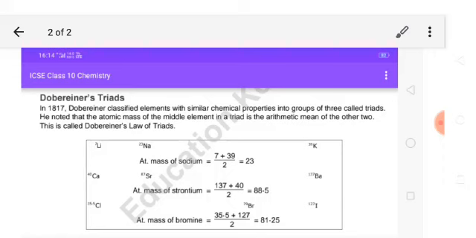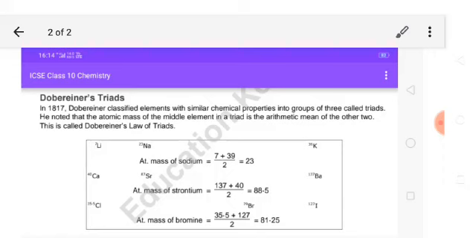But this law does not hold for each and every element in the periodic table. After some elements this law failed, and Dobereiner's triads also failed. He noted that the triad law was acceptable for some elements, but for other elements it was not acceptable. Then his law failed after some elements.